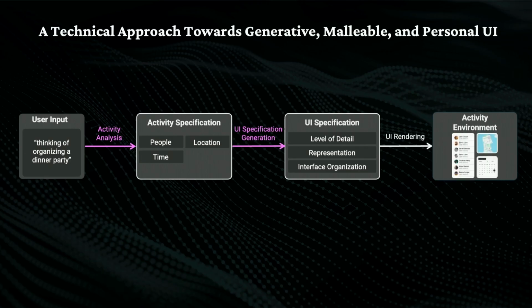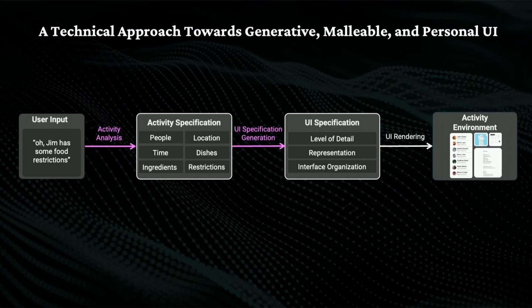Now, you may have new needs or a new desire for your activity. If you have follow-up prompts, it will try to change the activity specification, like dishes, ingredients, or food restrictions when you are thinking about the menu. And then the activity environment will change. So you have this graphical user interface, that GUI-based activity environment.